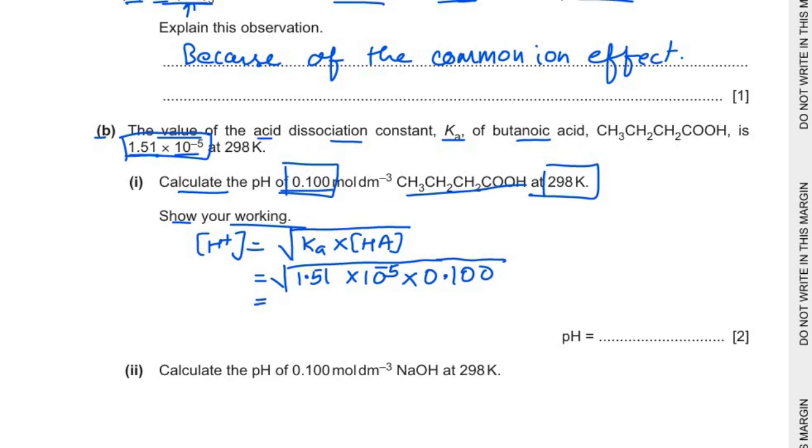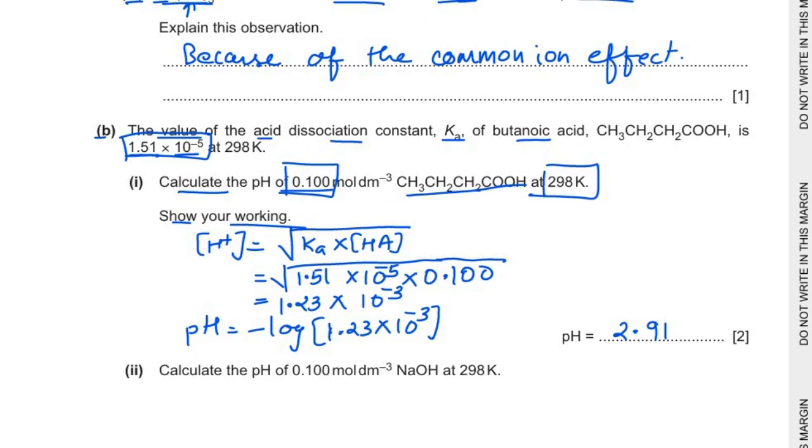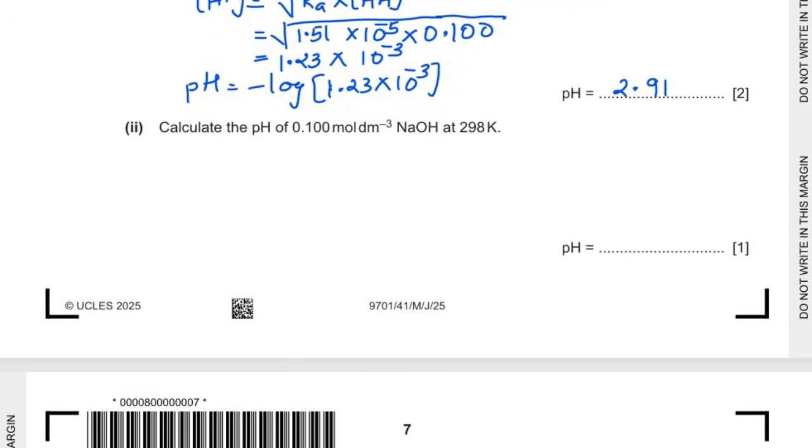So that's the root, and so the concentration of H plus here is 1.23 into 10 power minus 3. Now that's the concentration of hydrogen ion, and so the pH is equal to minus log of the same value, that is 1.23 into 10 power minus 3. And if we find out the pH log value, it is 2.91. So that is the pH, 2.91. Simple substitution of a formula.